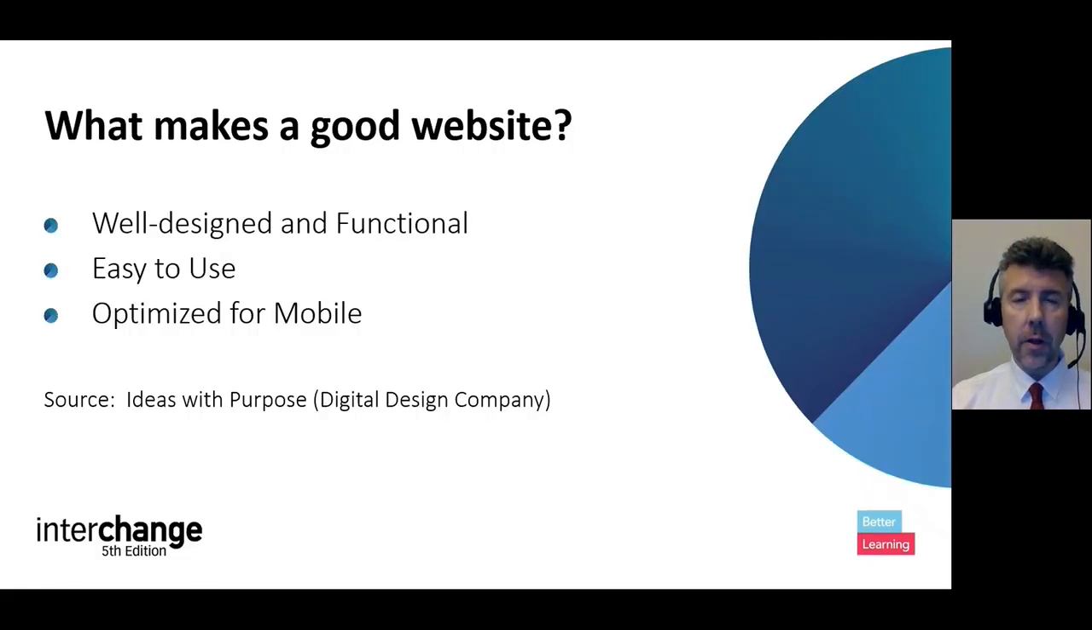Before we talk about Cambridge One, let's review what makes a good website. According to Digital Design Company, a company that provides web services for major corporations, healthcare providers, and government entities, there are three things that make a good website. First, it must be well designed and functional. That means it must look good and function well. A good website or online platform also should be easy to use. And, of course, these days, a good website also needs to be optimized for mobile devices. We kept all of this in mind with Cambridge One.